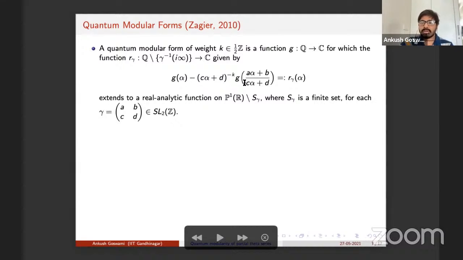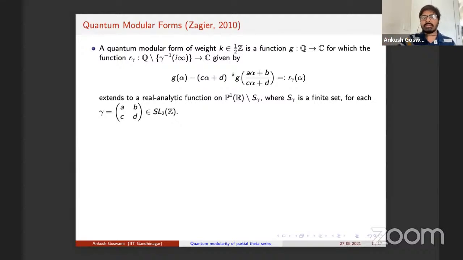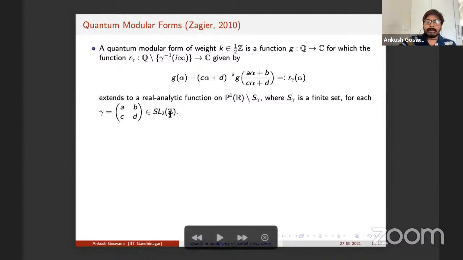That means this difference is not 0, but it could be a holomorphic function sometimes, it could be a real analytic function sometimes, it depends on the problem. But according to the definition that Zagier gave, this difference should be rather nice. That's what Zagier states in his definition. This difference should be a nice function, and nice here could mean a real analytic function, a continuous function, a holomorphic function, and so on.